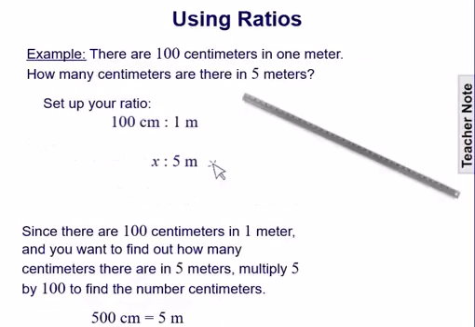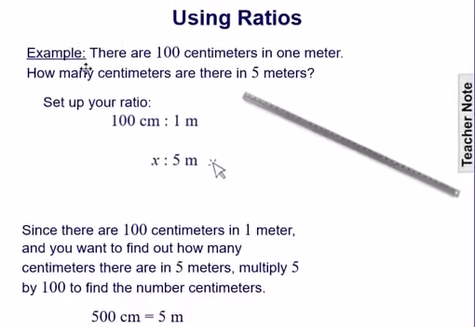Here's another example. There are 100 centimeters in 1 meter. How many centimeters are there in 5 meters? So here we set up our ratio with the given information that 100 centimeters is in 1 meter. So how many centimeters, that's our unknown, is going to be in 5 meters, which sets up the ratio 100 to 1 and x to 5.